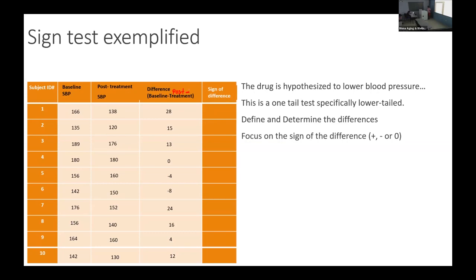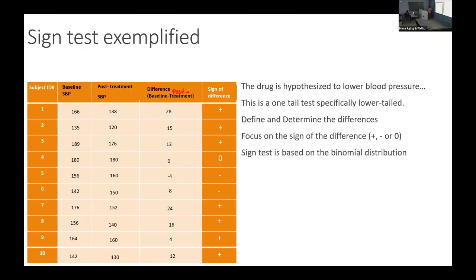All right. So the next thing that we're going to do is to look at the sign of the differences. Are these differences positive? Are they negative? Or are they 0? So let's see. 28, that's positive. 15, that's positive. 30, it's positive. Subject number 4, that's 0. Number 5, that's negative. Number 6, -8. Number 7, that's positive. Number 8, positive. Number 9, positive. And number 10, positive. Wonderful.